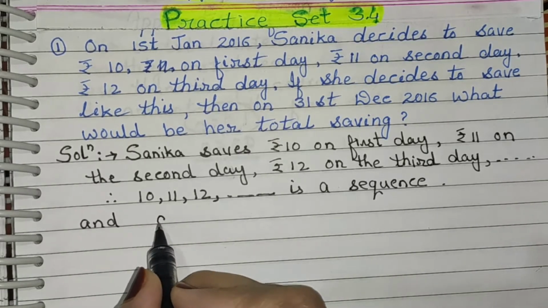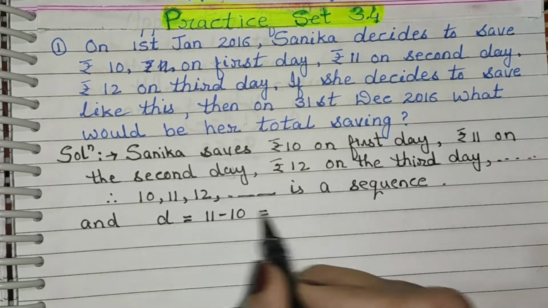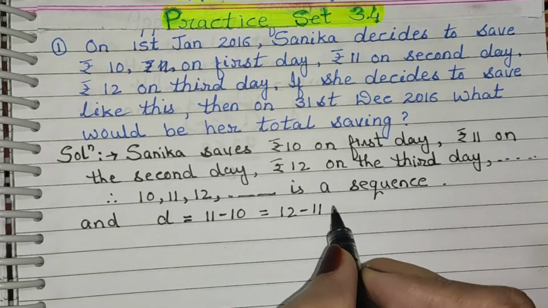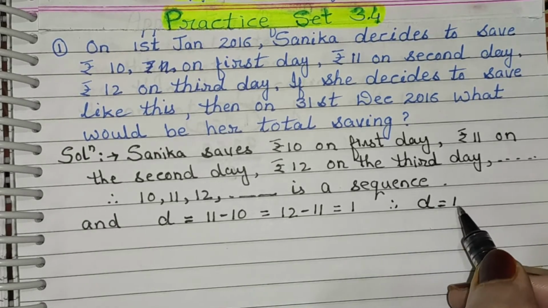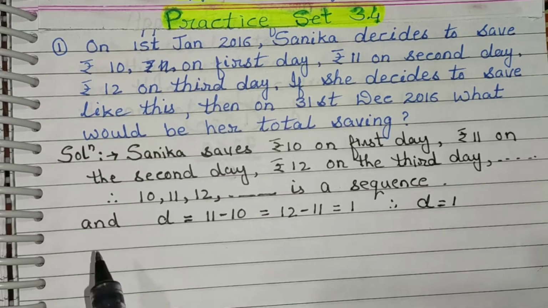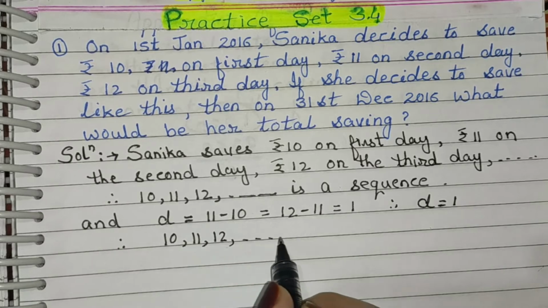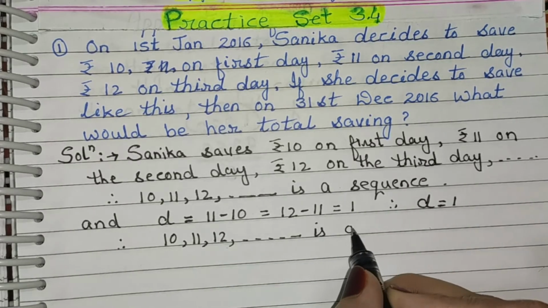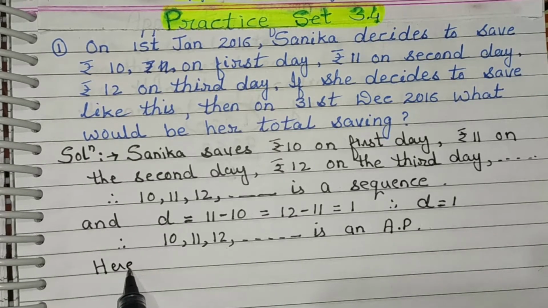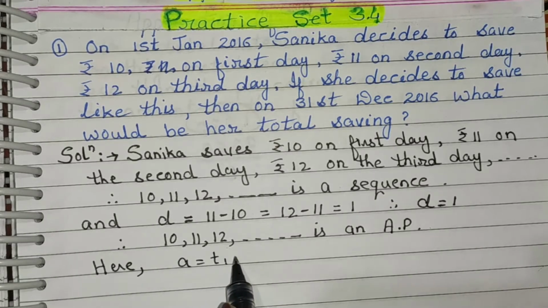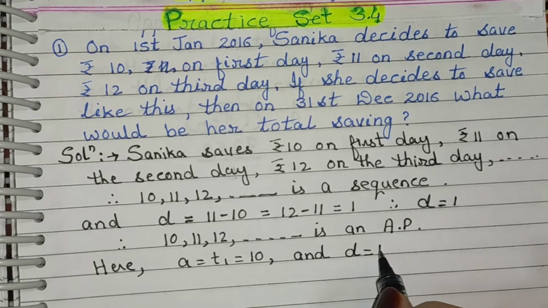The value of d is equal to 11 minus 10 is equal to 1, and 12 minus 11, which is also equal to 1. Therefore, the value of d is equal to 1. The common difference is constant. Therefore, 10, 11, 12, so on is an AP. Now here a is equal to t1 is equal to 10, first term, and the value of d is equal to 1.